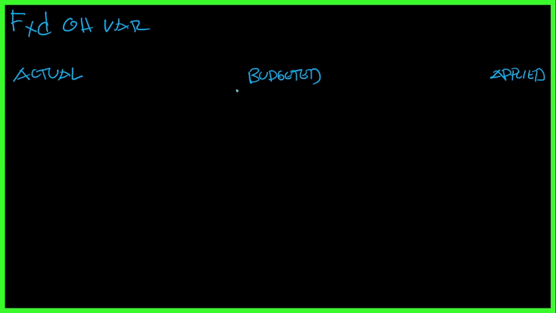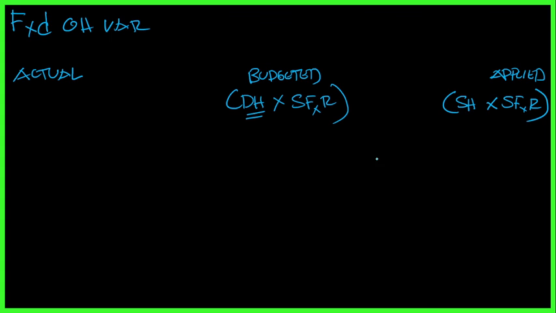Okay, this one is computed by multiplying the denominator hours. What's the denominator hours again? As a review, this is the number of hours you use to compute for your application rate, which is normally based on your normal capacity. So your denominator hours, you multiply that by your standard fixed rate. Here you have your standard hours, you multiply that by your standard fixed rate.